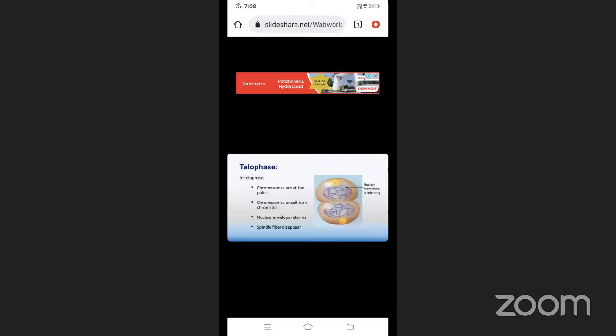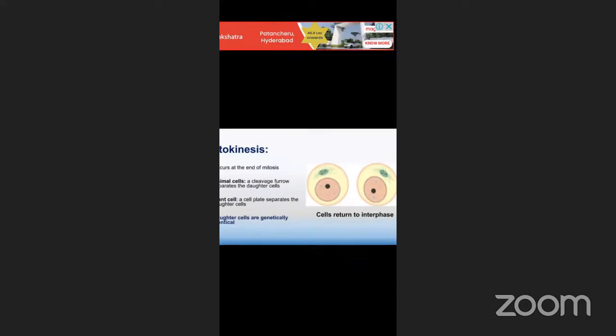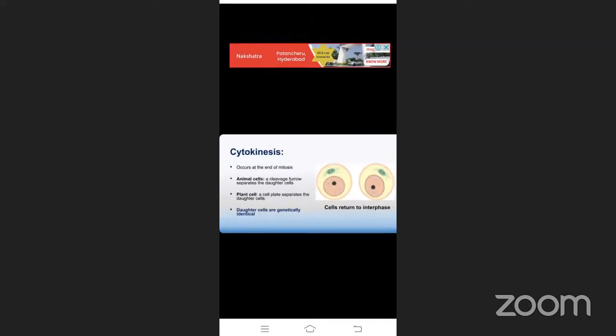Cytokinesis. Now in the telophase, what happens here? The chromosomes are pulled to the two opposite edges of the cell. Another one is the cytokinesis. See here, this is the cytokinesis. In cytokinesis, the cell cytoplasm divides into two separate cells.